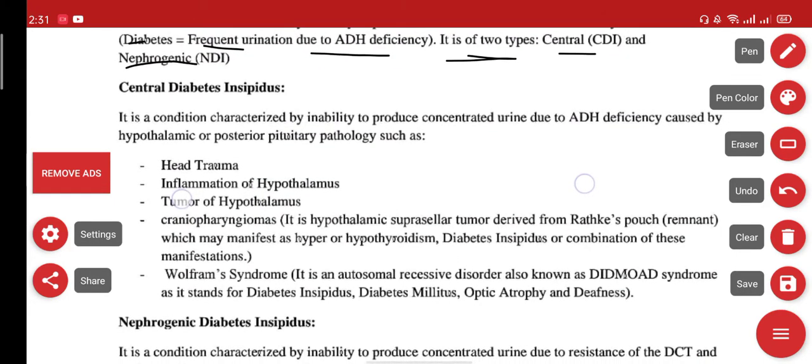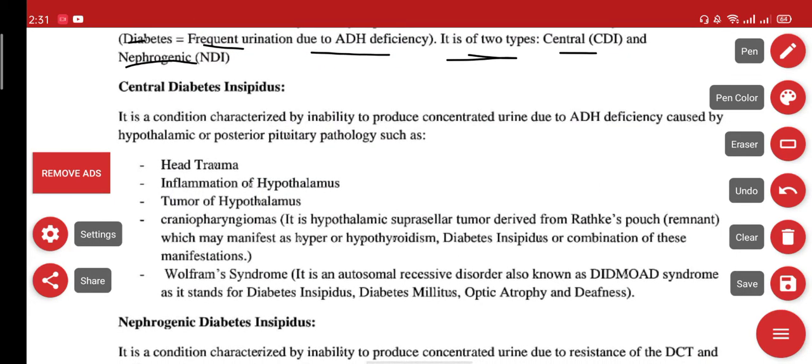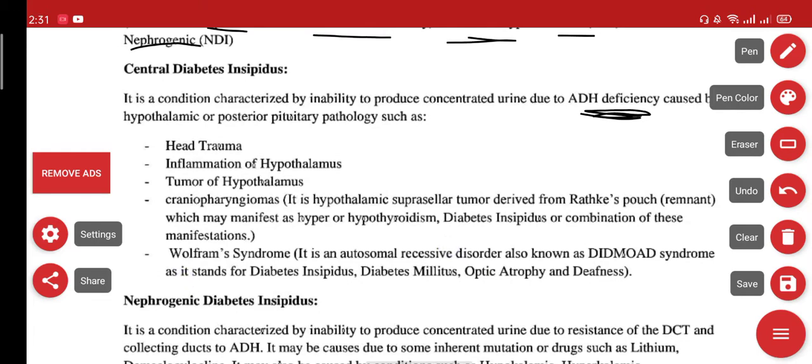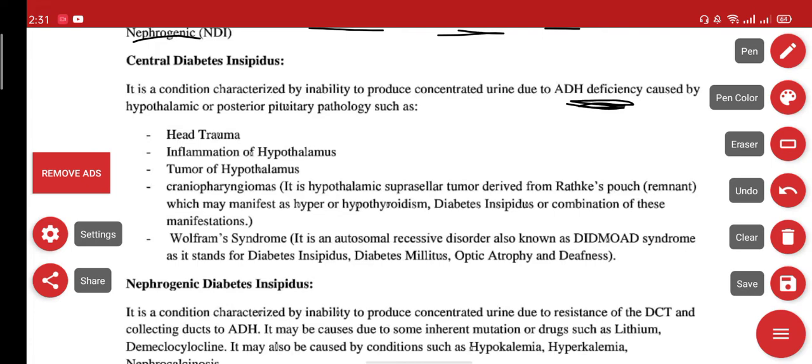First of all, we will talk about central diabetes insipidus. It is a condition characterized by inability to produce concentrated urine due to ADH deficiency. You have to remember this. It is due to the ADH deficiency that is caused by hypothalamic or pituitary pathology. Since ADH is produced by the hypothalamus and then stored in the posterior pituitary, once there are pathologies in these two, it will lead to ADH deficiency that will in turn cause central diabetes insipidus.